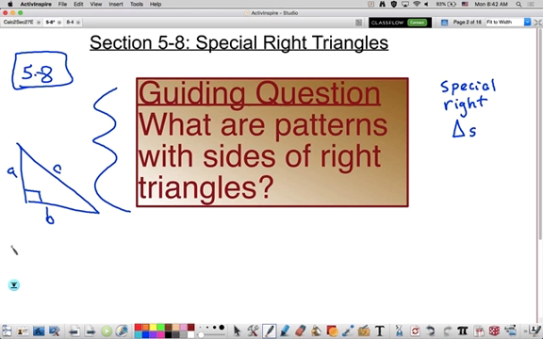What's the most important rule that we've used so many times this year for right triangles? So let's put Pythagorean theorem. What is the Pythagorean theorem? You got it. a squared plus b squared equals c squared. Okay, that's what we're going to use today.